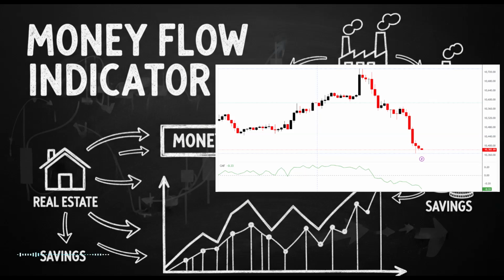Suggests buying pressure is fading, distribution might be starting, could be a warning of a potential downtrend. But you need to be careful with those crosses, I imagine. Very careful. You can get brief pops above or below zero that don't last. They call them whipsaws, false signals.